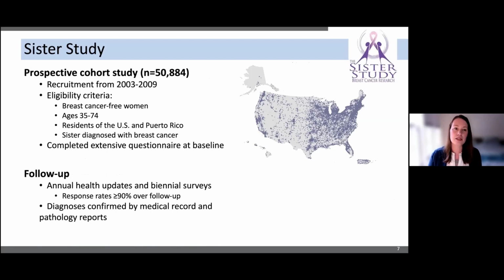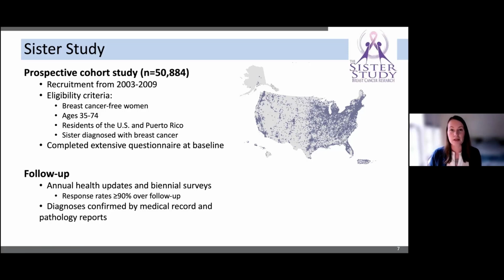So to start, to give you some background on the Sister Study, some of you may be familiar with this cohort, but it is a large prospective cohort study of over 50,000 women living across the US. They were recruited between 2003 and 2009, at which point all the women in our study were breast cancer free. But importantly, they all have a sister, either half or full, who has been previously diagnosed with breast cancer. And so that puts our participants at about 2 times higher risk of developing breast cancer themselves.